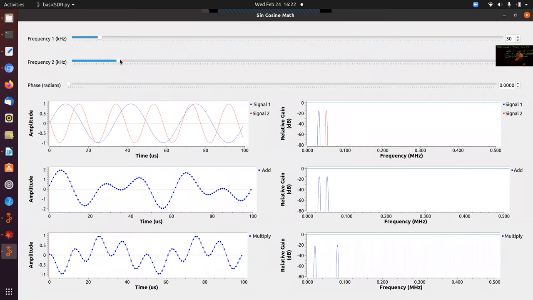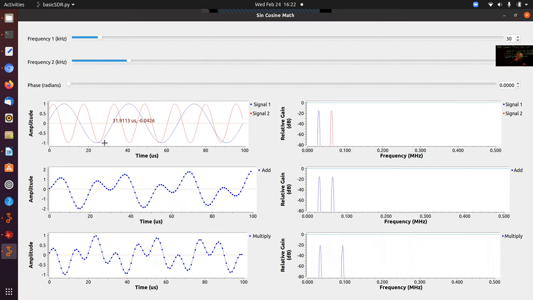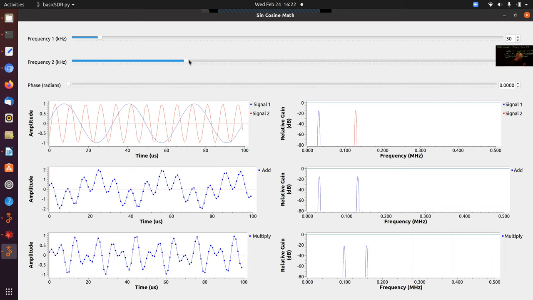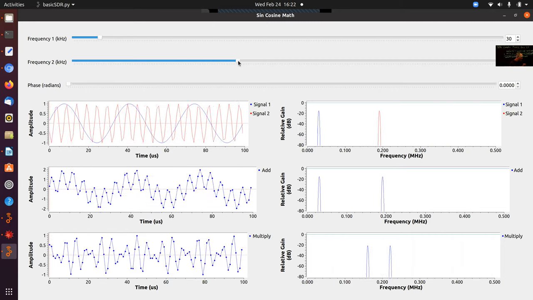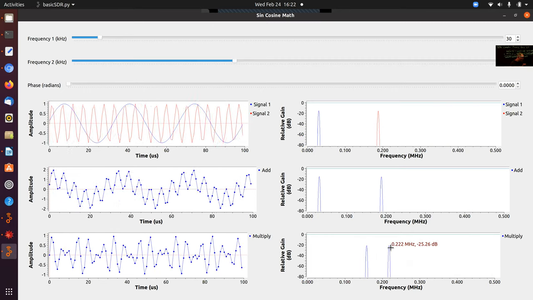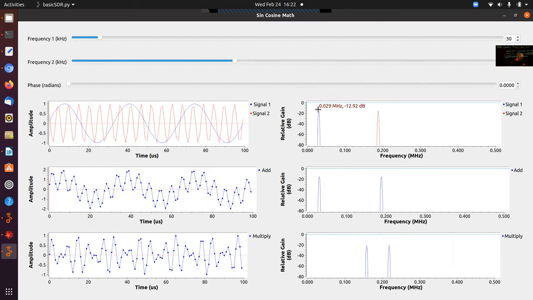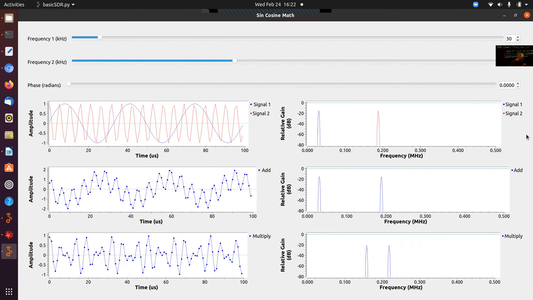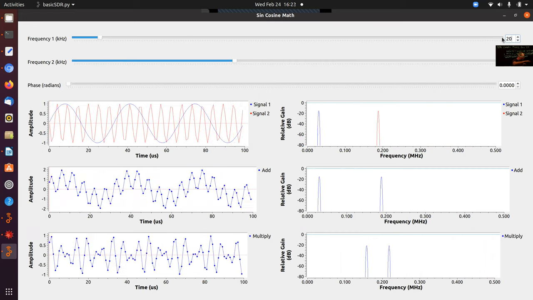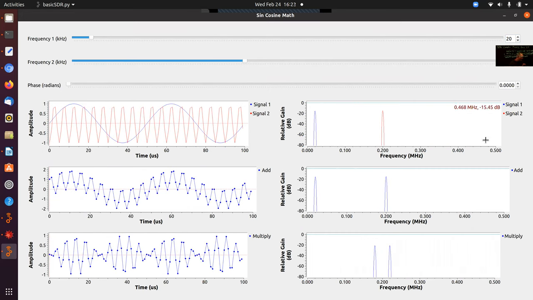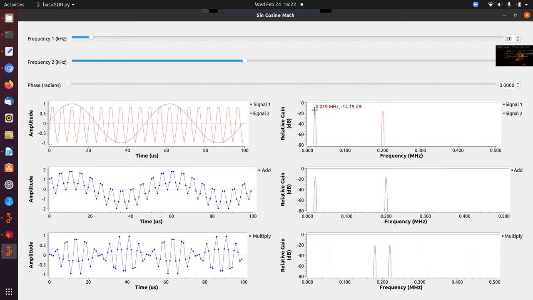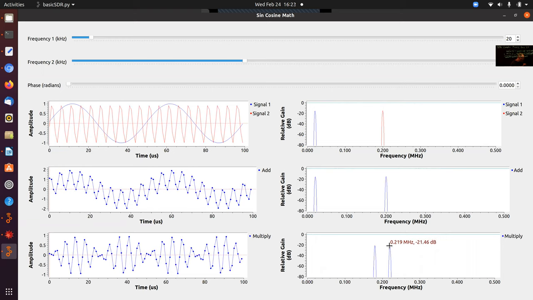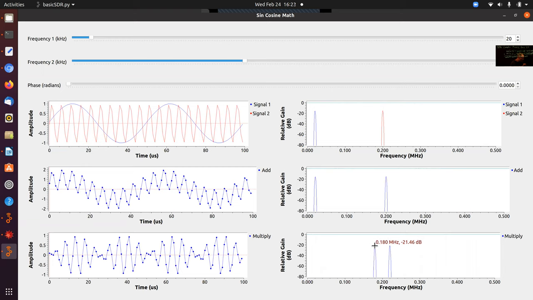Okay, so the product plot might look equally wonky, but if I look at the spectrum here, I see two spikes, and one is at the sum frequency. So this small frequency plus this large frequency gives me that. And one is at the difference. Let me give these reasonable numbers here. So maybe call this 20 and 200 kilohertz. So the original frequencies are at 20 and 200, but for the product, I get the sum frequency at 220 and the difference frequency at 180.